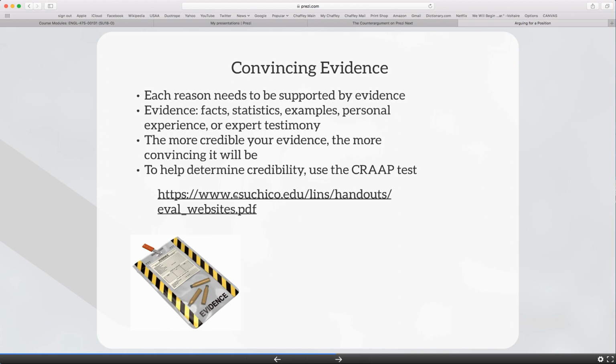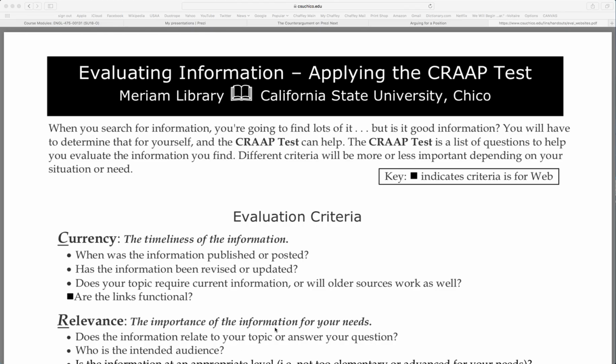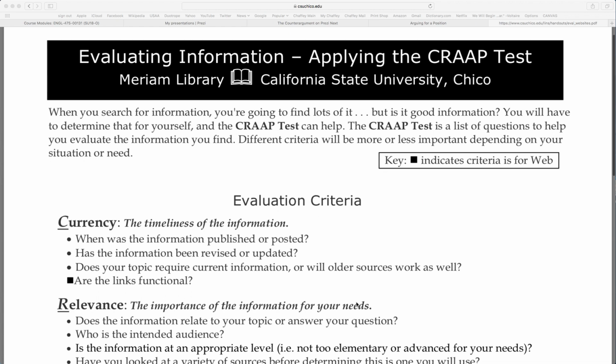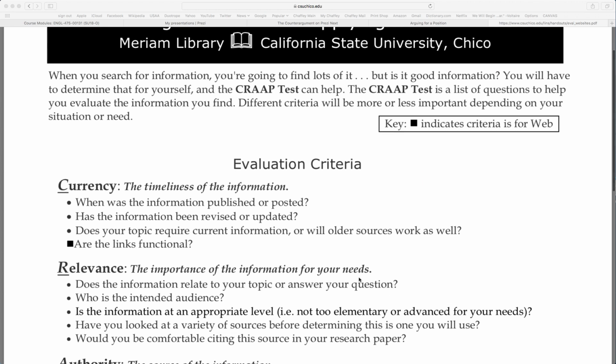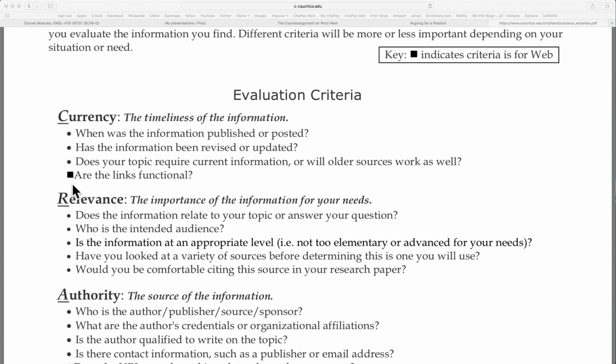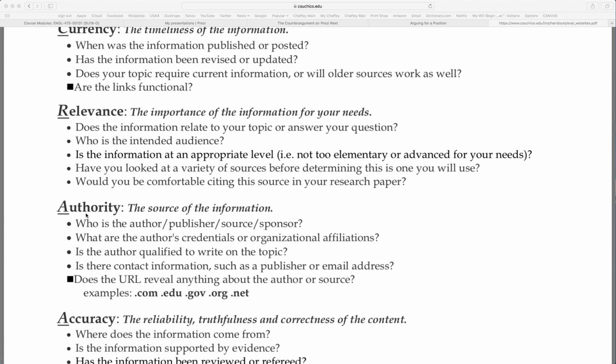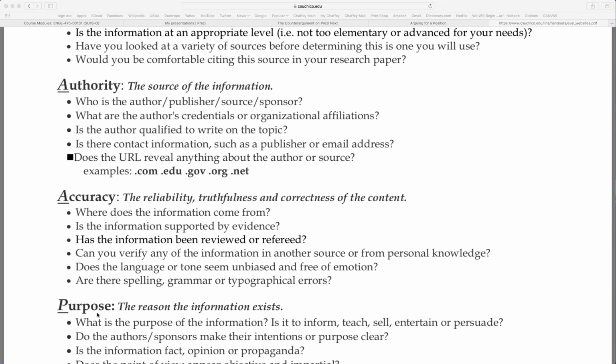So there's a great test that you can use here. It's called the CRAP test, and it comes from Chico State. Let's take a look at that. All that the CRAP test means is that it's an acronym. You know how English instructors are. They love their acronyms. But it's an acronym that helps us remember the criteria that we're going to evaluate to make sure that our outside source meets our credibility test, right? So if you'll notice here, C for currency, R for relevance, A for authority, A for accuracy, and P for purpose.